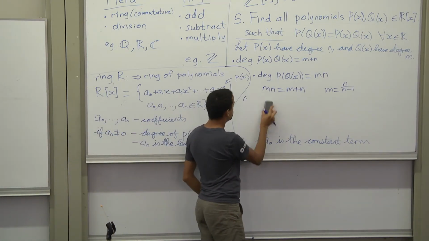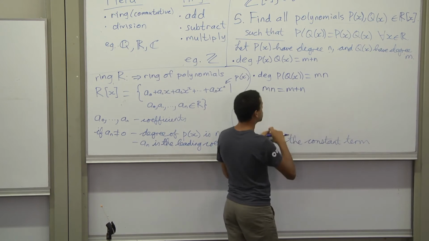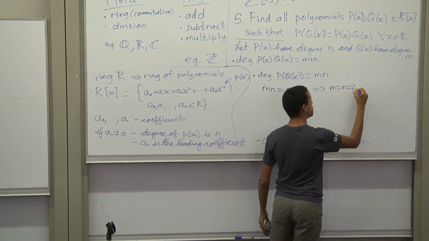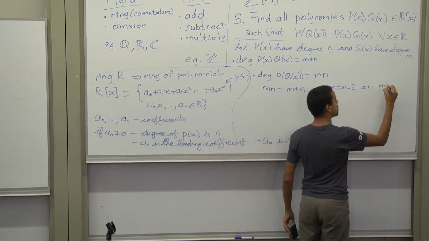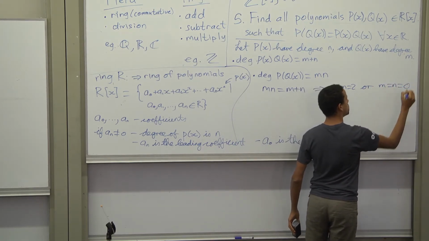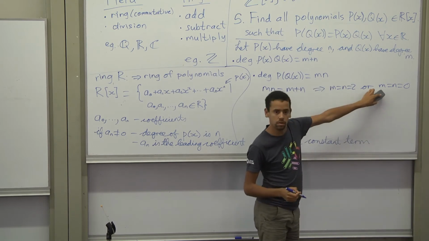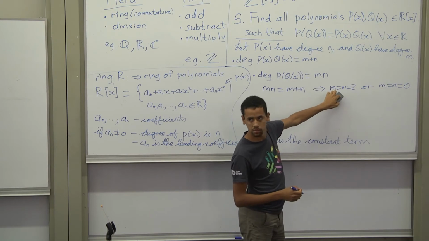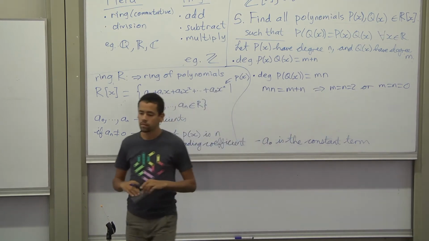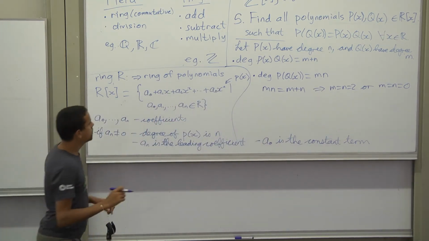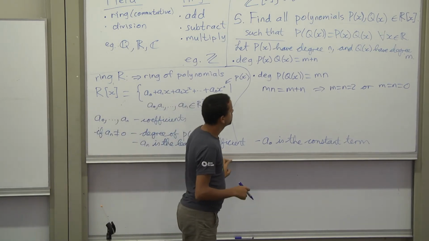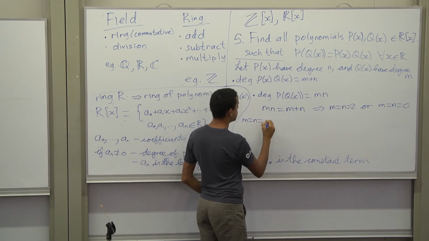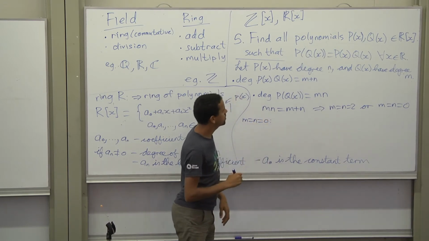So we end up with that either m and n are both 2 or m and n are both 0. So either p and q are both constant polynomials or they are both quadratic polynomials. If we do the simpler case first, so m and n both equal to 0, we do that case first.